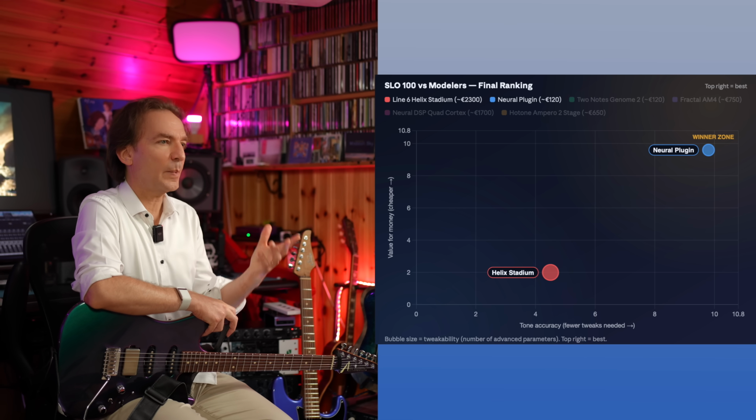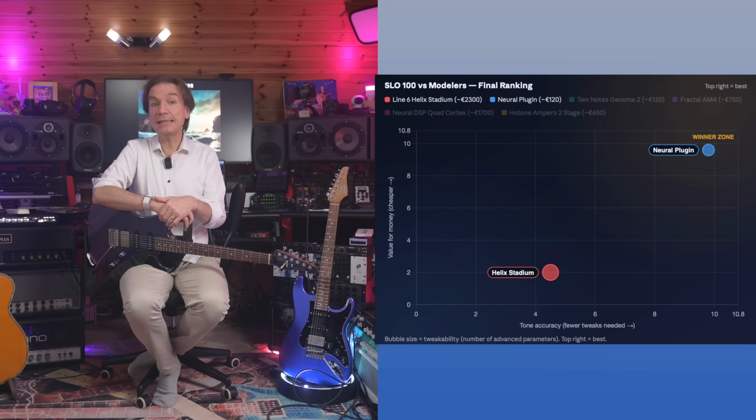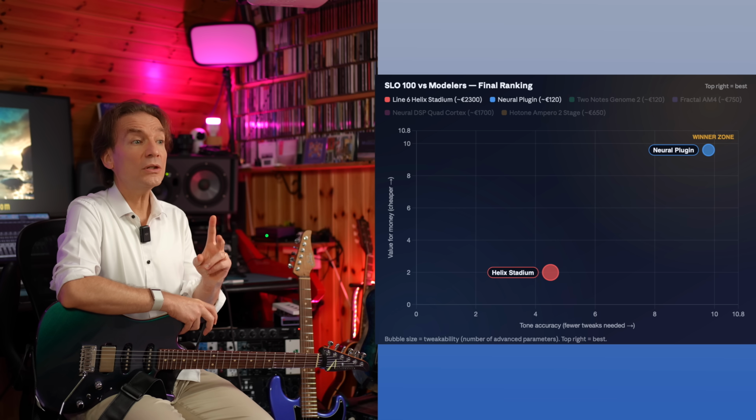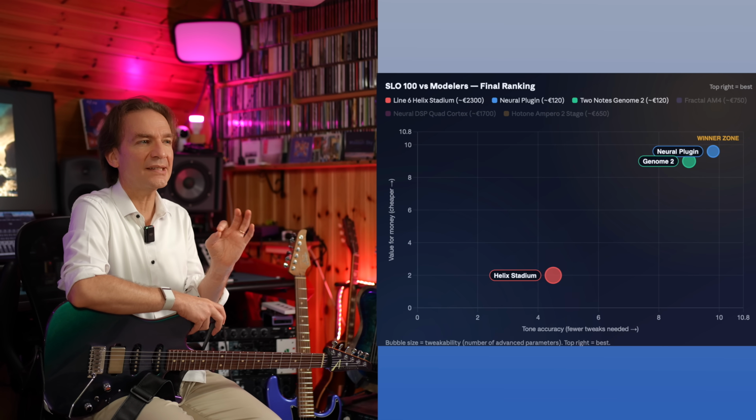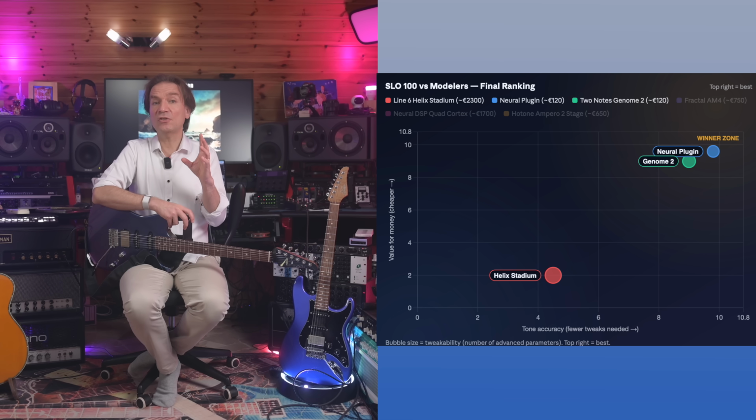This is what I expected, and it delivered. This comparison was also fundamental for the methodology, as it confirmed the transparency of the MySir reactive load. The Two-Notes Genome 2 provides a very similar result to the Neural DSP plugin, just with some more tweaks needed, and this is totally understandable considering that Genome 2 is a generic amp simulation suite covering tons of amps, where the Neural DSP plugin is specifically dedicated to the SLO100. For the price, an impressive result.